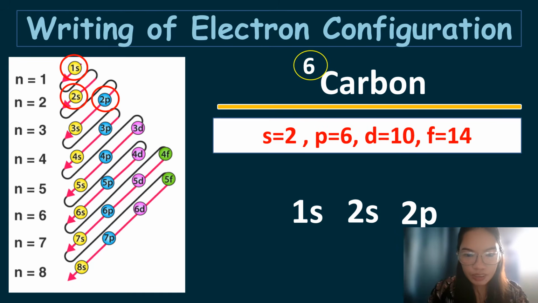Remember, for the S sub-level, the maximum number is only 2, while for P that is 6, for D that is 10, and for F that is 14. We will use this maximum number of electrons for each sub-level to write the number of electrons that we need to distribute for our element. Again, for carbon, we have 6 electrons.